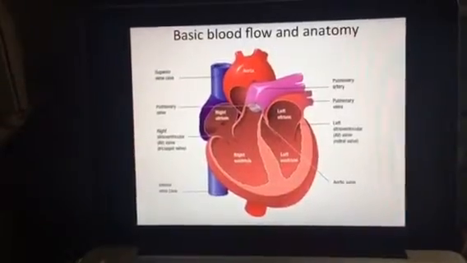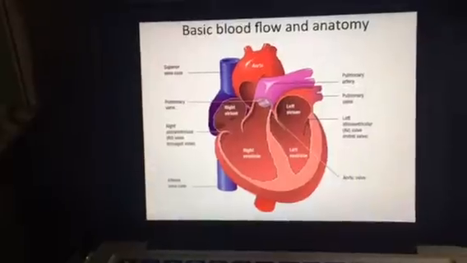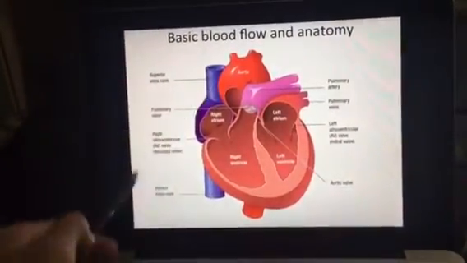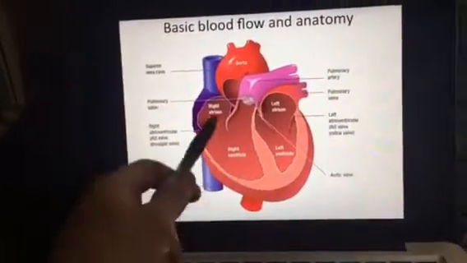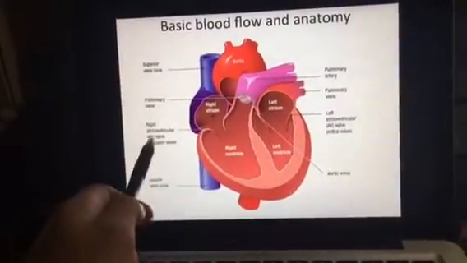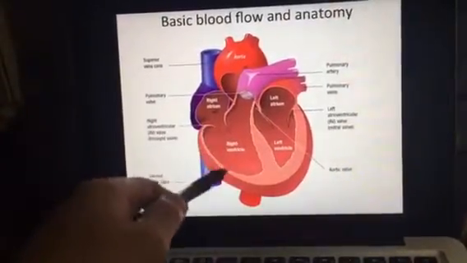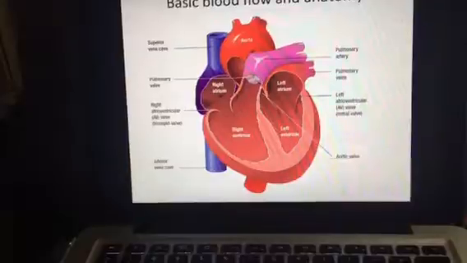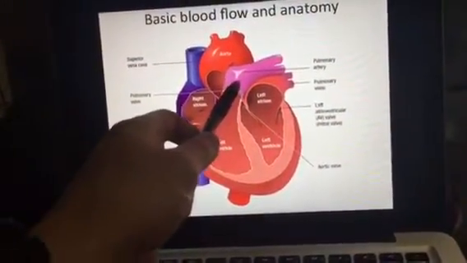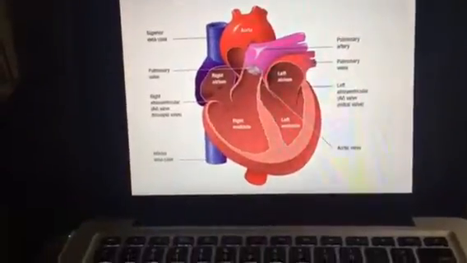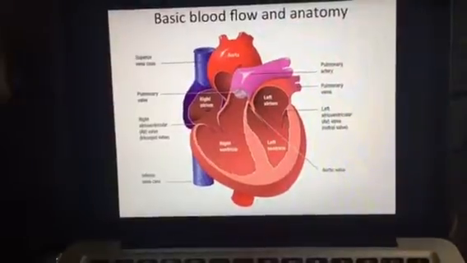The basic flow of blood through the heart starts when deoxygenated blood enters through the superior vena cava or the inferior vena cava, then enters into the right atrium as it passes through the right AV valve, or the tricuspid valve. It then goes down into the right ventricle. After it has entered the right ventricle, it goes up into the pulmonary artery and into the lungs. Blood is pumped into the lungs so it can be oxygenated.